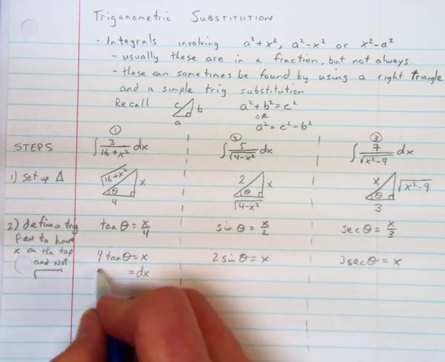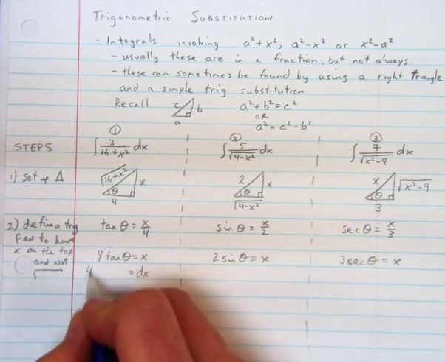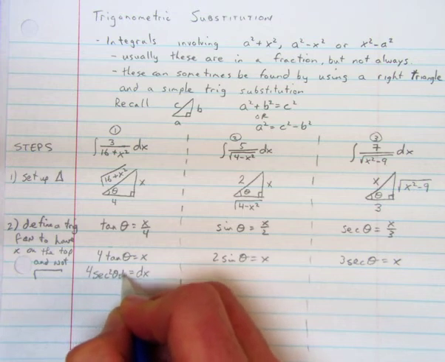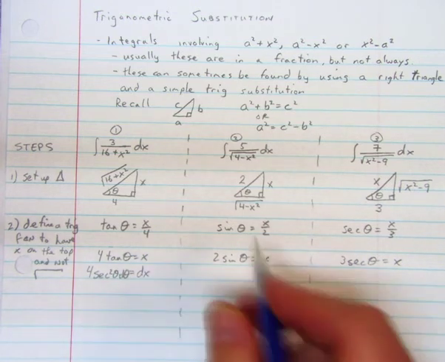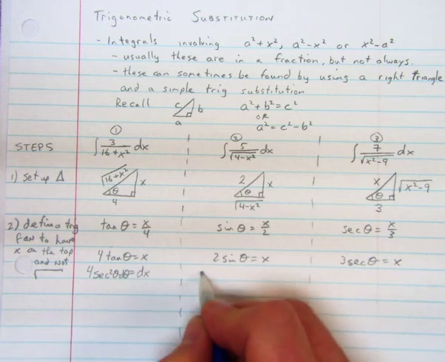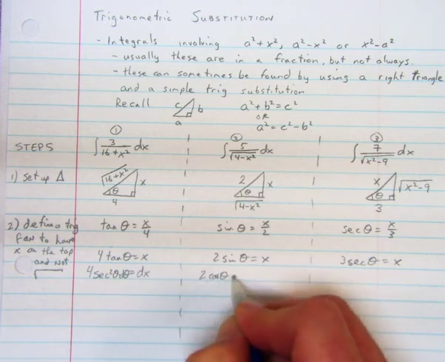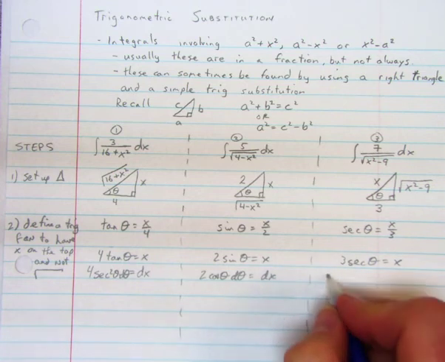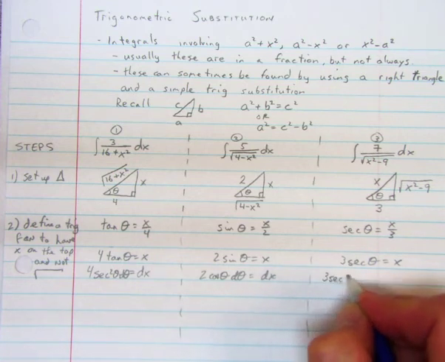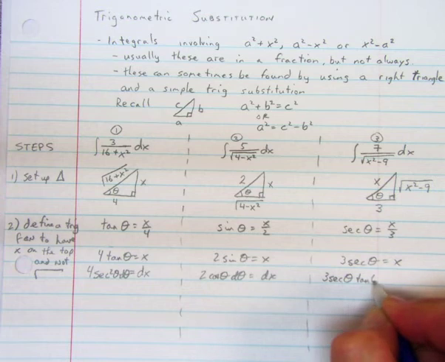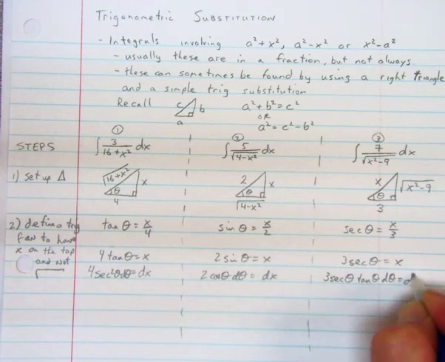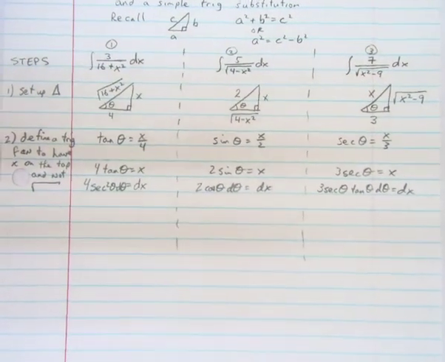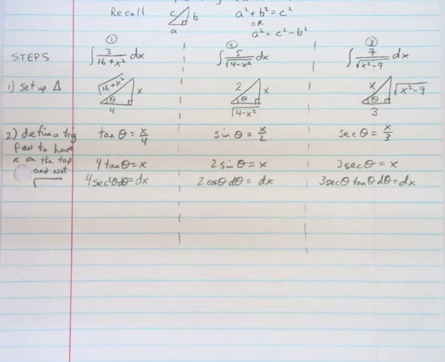What's the derivative of tangent? That'd be secant squared theta times d theta. The derivative of sine, that would be cosine theta d theta. That will equal dx. And what's the derivative of secant? That would be secant theta tangent theta d theta equals dx. Let me slide this up to have a little bit more room.